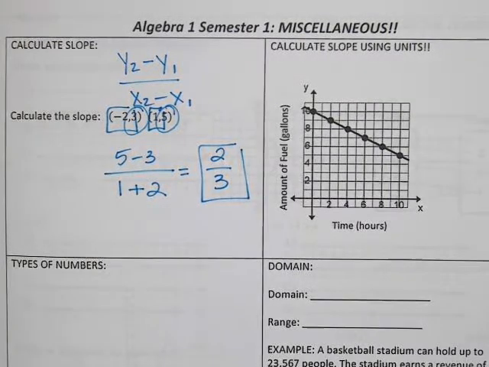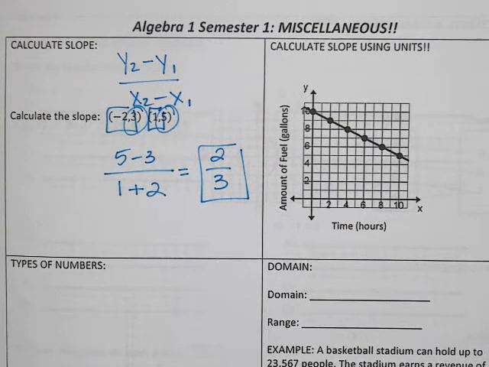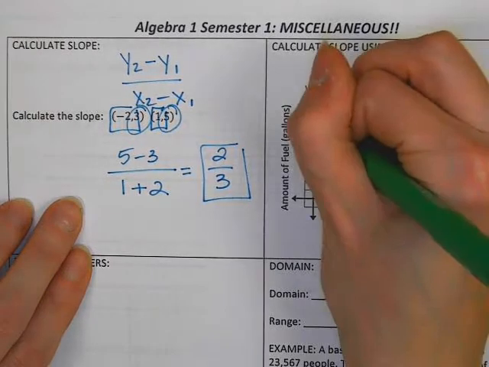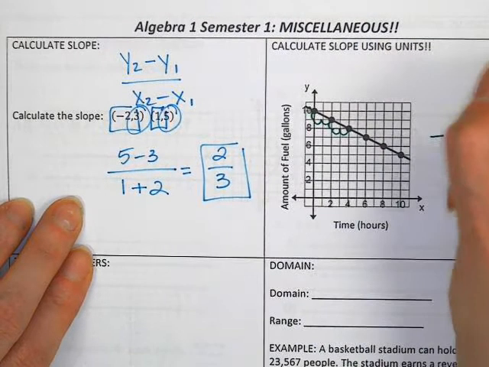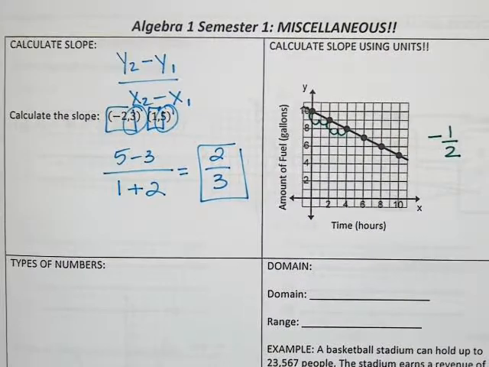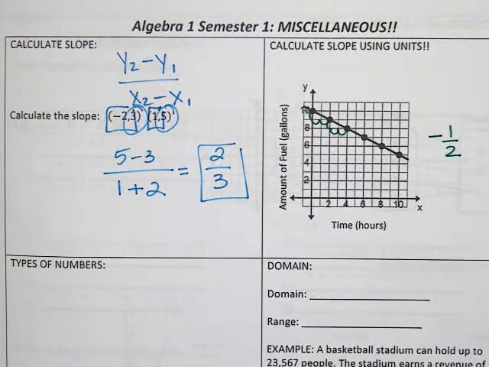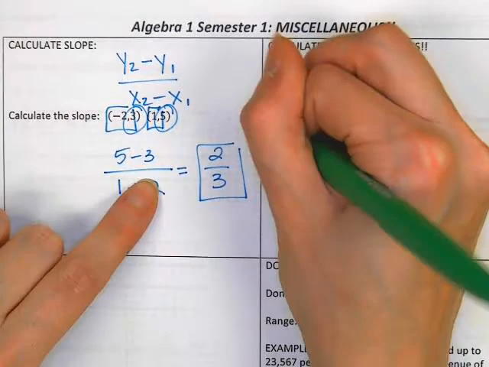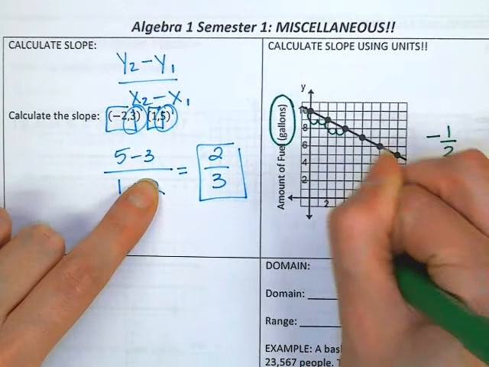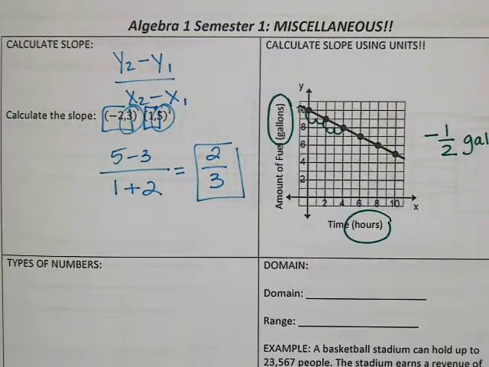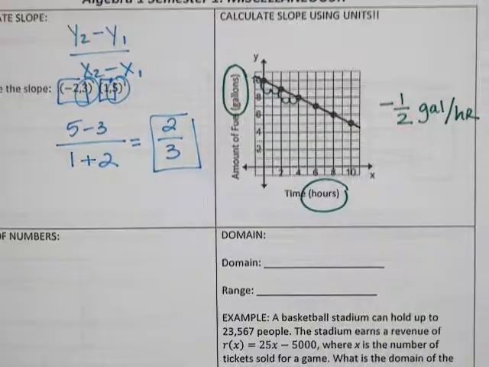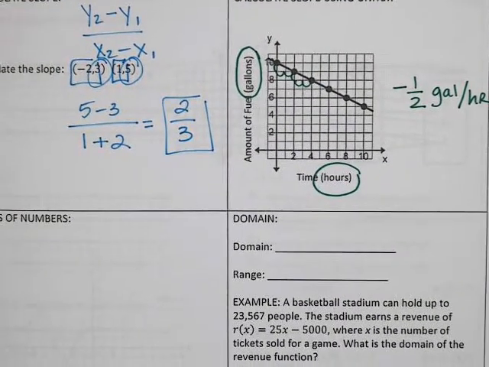Okay, finding slope with units, we're just going to count. We're going down 1, right 2. Down 1, right 2, so it's negative 1/2. And then the slope for units is change in y divided by change in x. So gallons per hour. Remember, you need both units. Gallons per hour for slope because it's a rate of change.